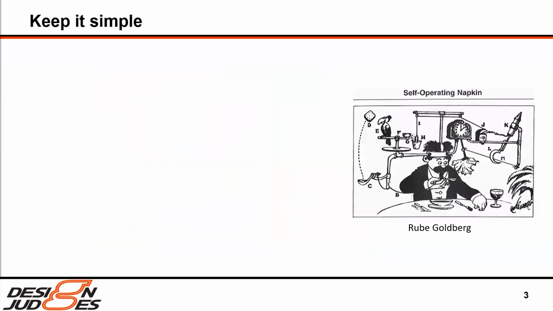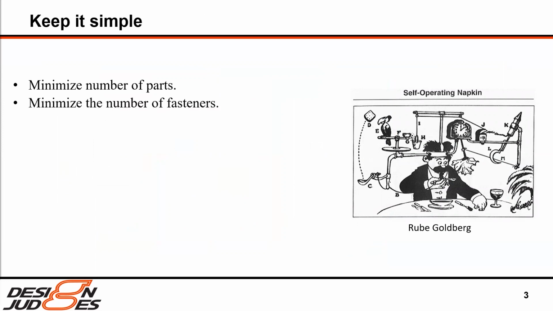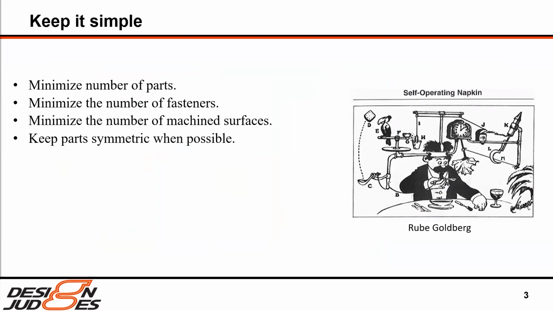So, keeping it simple. There's an infinite number of ways to do pretty much any task. And I love Rube Goldberg machines. Here's a classic cartoon done by him showing a self-operating napkin. I won't go into its details, but really, what does it mean to keep it simple? A few common things are minimizing the number of parts, the number of fasteners, how many machined surfaces you have, and keeping things symmetric when possible.